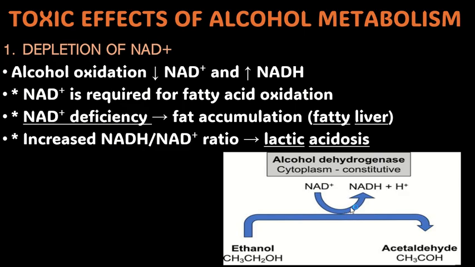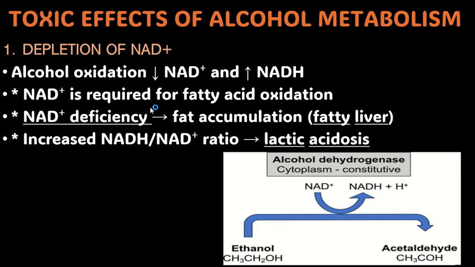So if a person consumes too much alcohol, then there will be deficiency of NAD plus, because for the metabolism of alcohol, the NAD plus is used up. Due to the deficiency of NAD plus, there will be accumulation of fat in the liver cell. This is because NAD plus is required for the oxidation of fatty acid. And if NAD plus is not there, the fat will not be oxidized, the fat will be accumulated, and thus this can lead to a fatty liver.